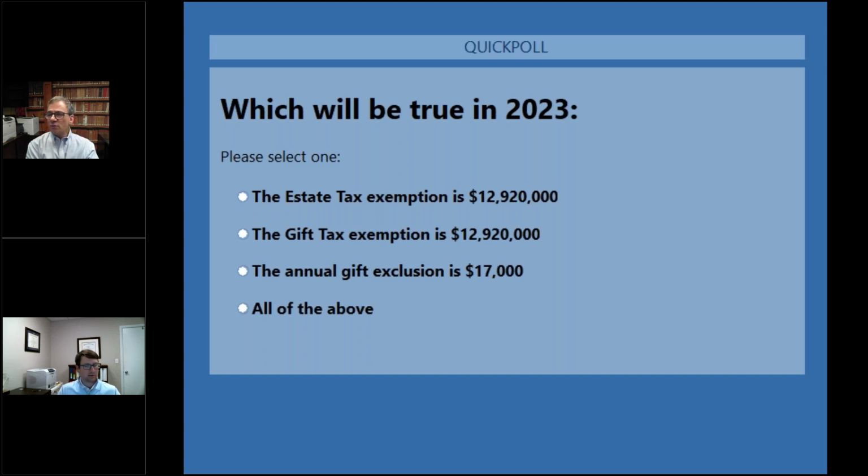A, the estate tax exemption will be $12,920,000. The gift tax exemption will be $12,920,000. The annual gift exclusion is going from $16,000 to $17,000, and the correct answer is D, all of the above. And D is for donkey.